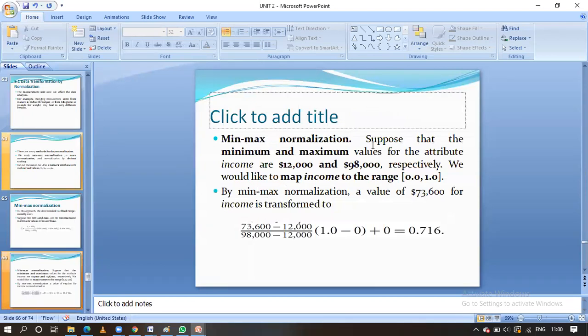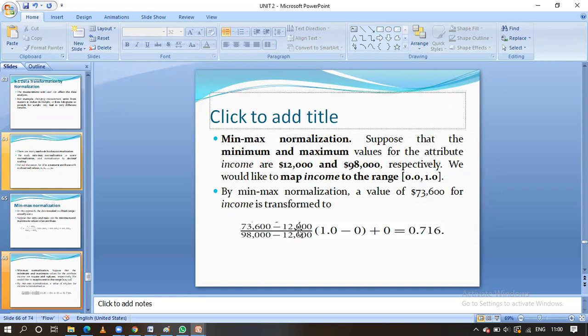For suppose, in min-max normalization, one problem is given. The minimum and maximum values are given, and the new range is given, 0.0 and 1.0, the new minimum and new maximum. They are asking: using min-max normalization, find the value of 73,600. Obviously, this value will be between 0 and 1 only. That is the output we are going to get here.